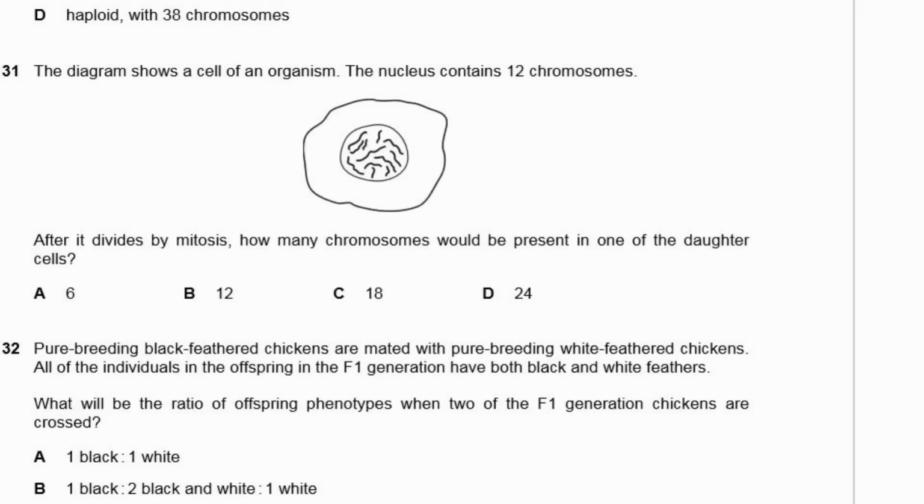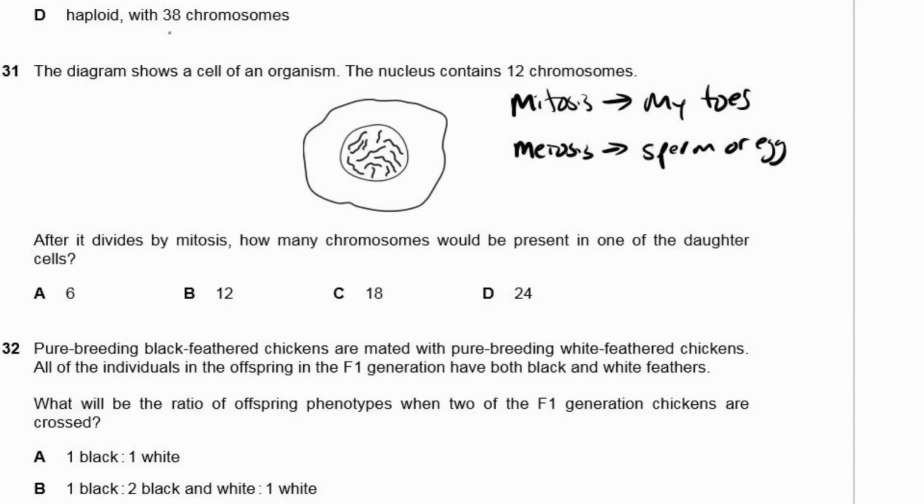Okay. Question 31. The diagram shows a cell of an organism. The nucleus contains 12 chromosomes. After it divides by mitosis, how many chromosomes will be present in one of the daughter cells? Okay, the way that I always remember this is mitosis creates my toes and everything else in my body that's not a sperm or egg. And so that means meiosis creates the sperm or the egg.